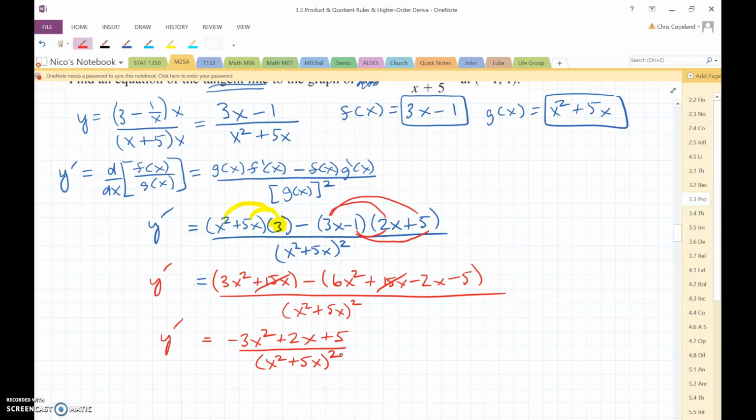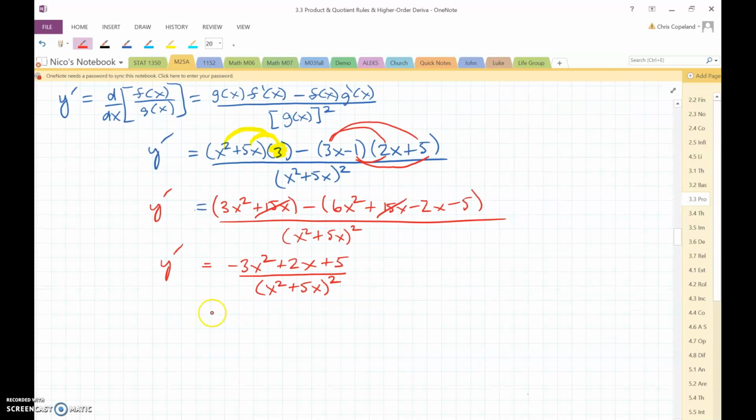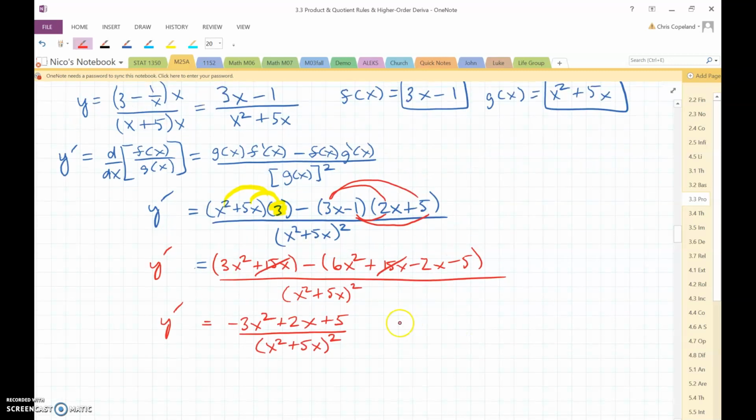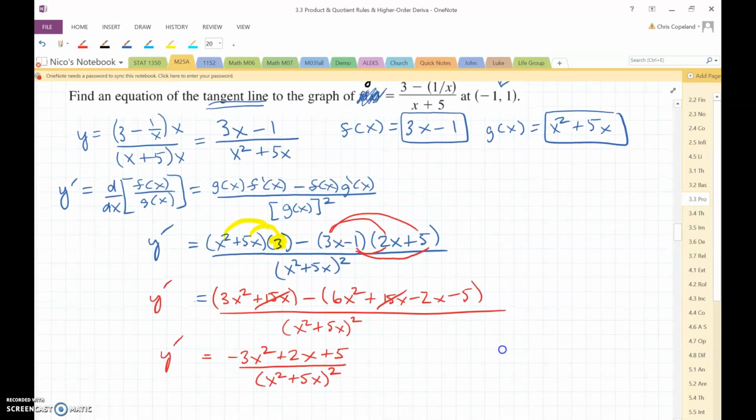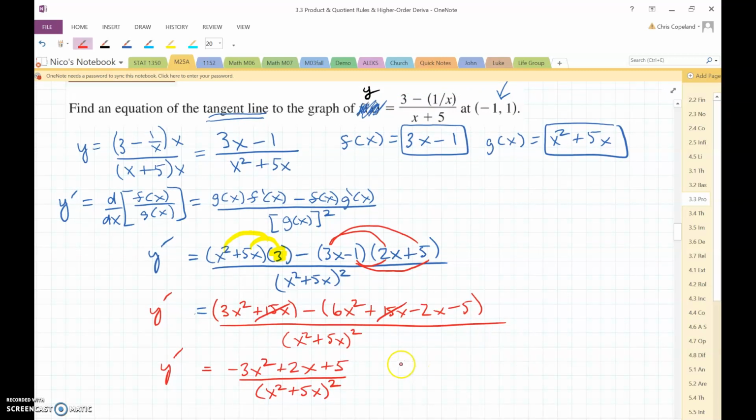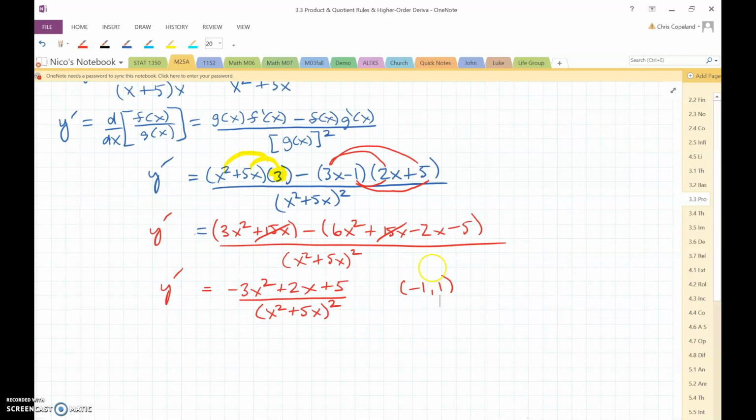Now, we want to find the equation of the tangent line, okay? And we're given a point, (-1, 1). So we know this is x, we know this is y. To find the slope of the tangent line, we would plug in -1 everywhere there is an x.